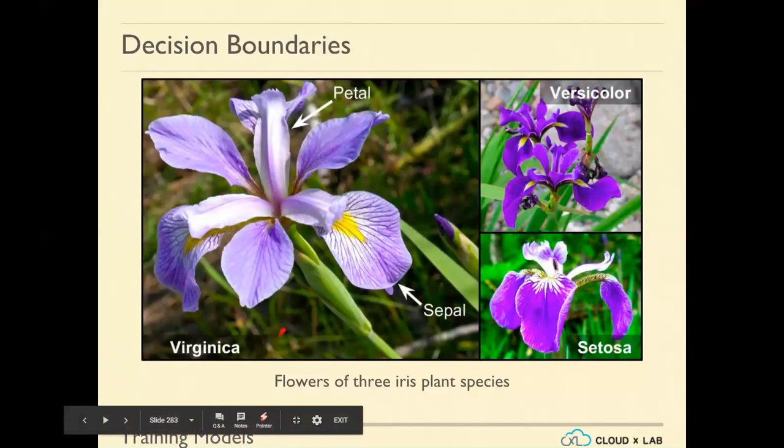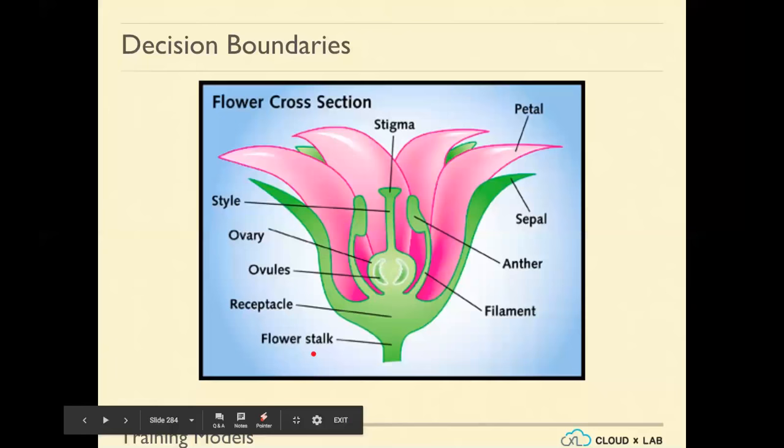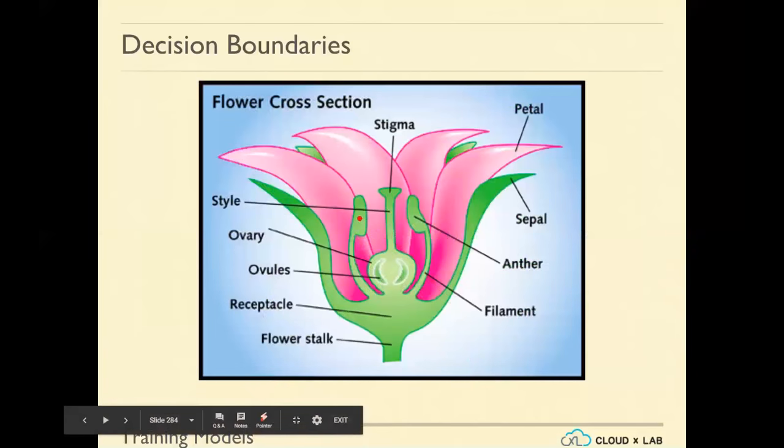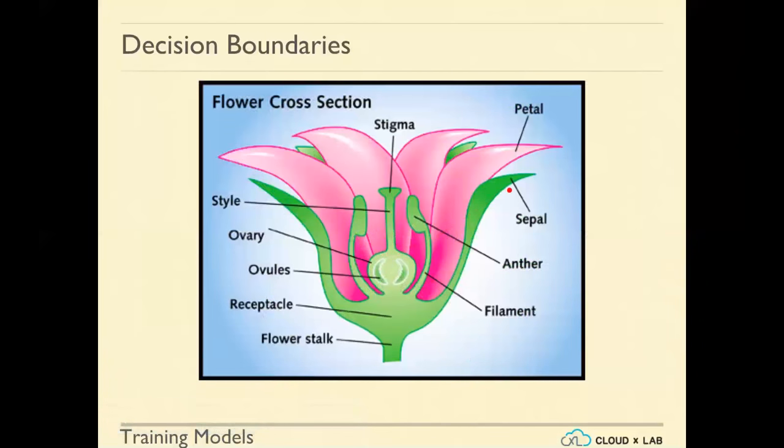So these are the three kinds of flowers that we want to identify. The sepal is this lower part of the flower, which holds the petals, and the petals are the parts that are generally visible to us. So sepals are holding the petals.